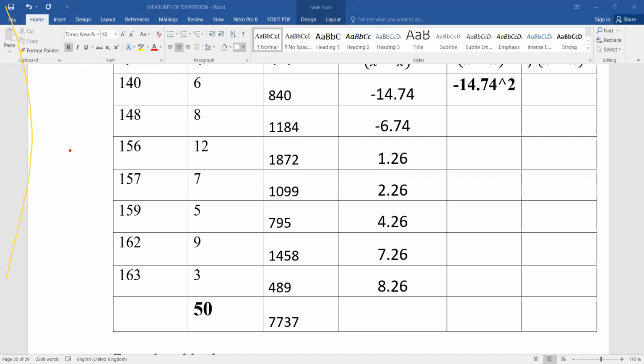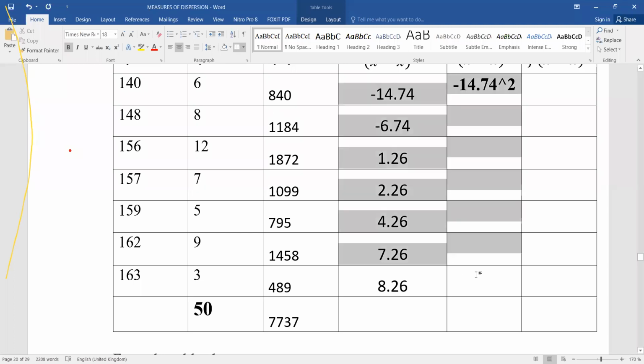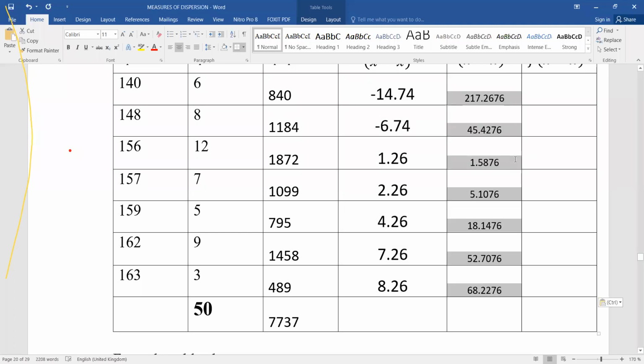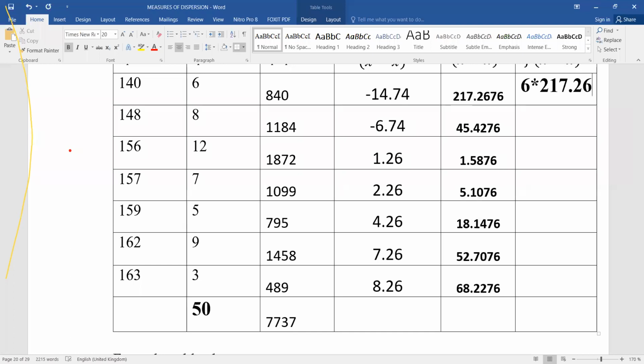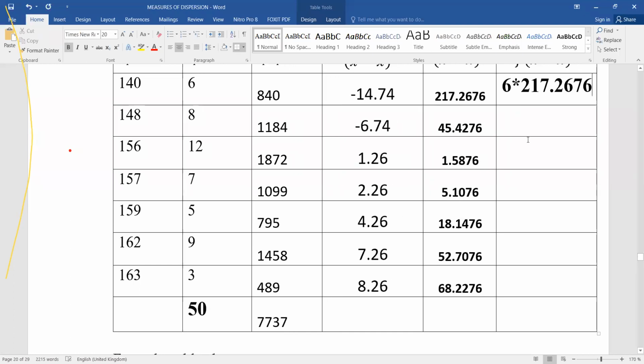So those are the values. Let me share with you my values. We have that. Let me increase the font and make them bold as well. So we multiply by the frequency. So it is 6 times 217.2676. Get me the first value.